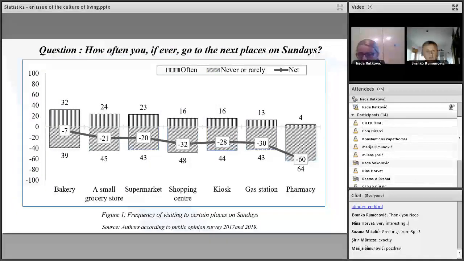Here is the first question. How often, if ever, do you go to the following places on Sundays? What we see on figure 1 is where people go in Croatia. Is it a bakery, small grocery store, supermarket, shopping center, kiosk, gas station, or pharmacy? Here the answers are often, never or rarely, or not sure.